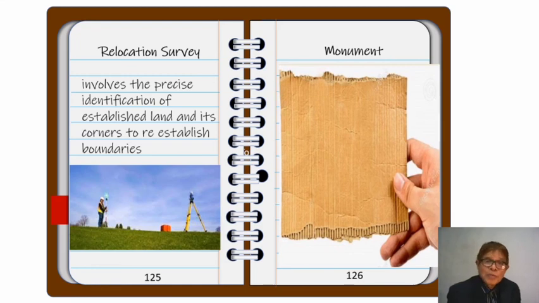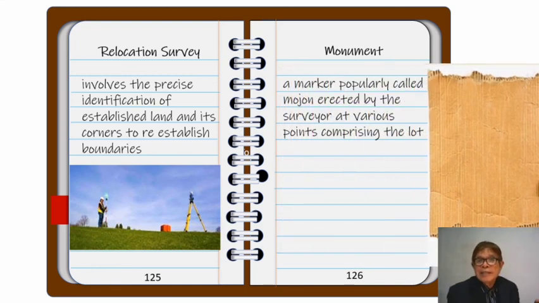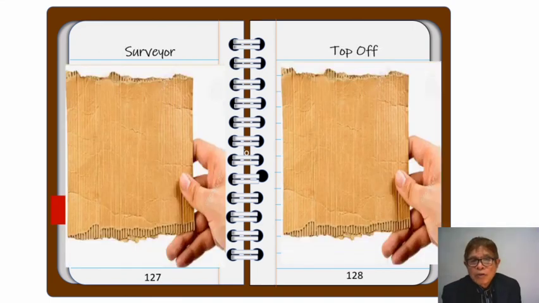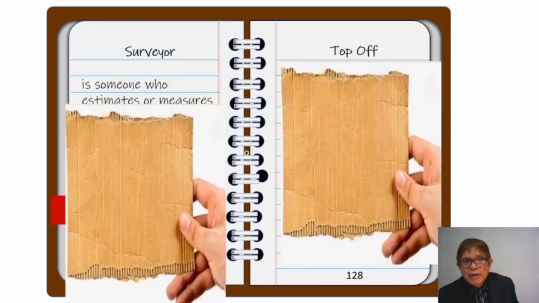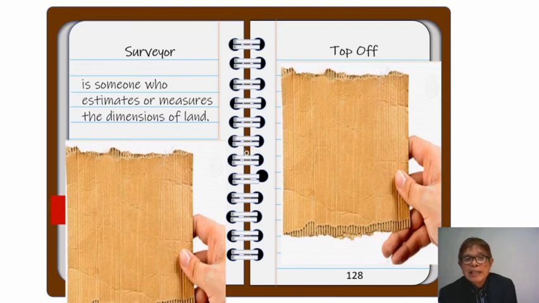What is monument? Monument is a marker, popularly called mohon, erected by the surveyor at various points comprising the lot. Surveyor. Surveyor is someone who estimates or measures the dimensions of land.